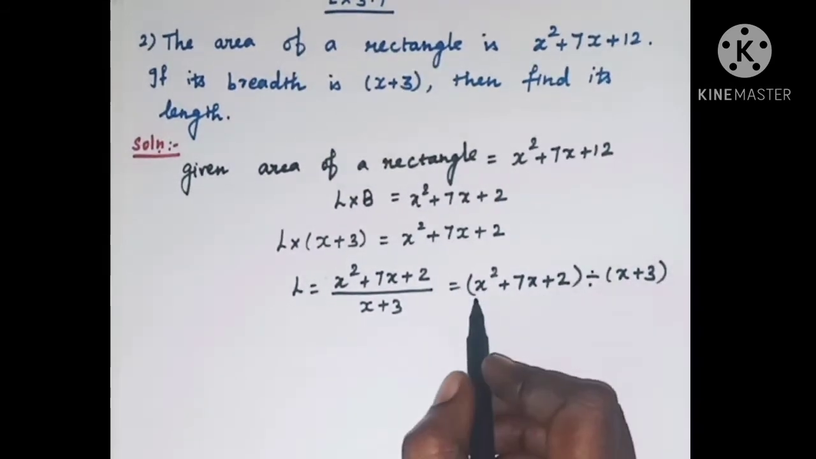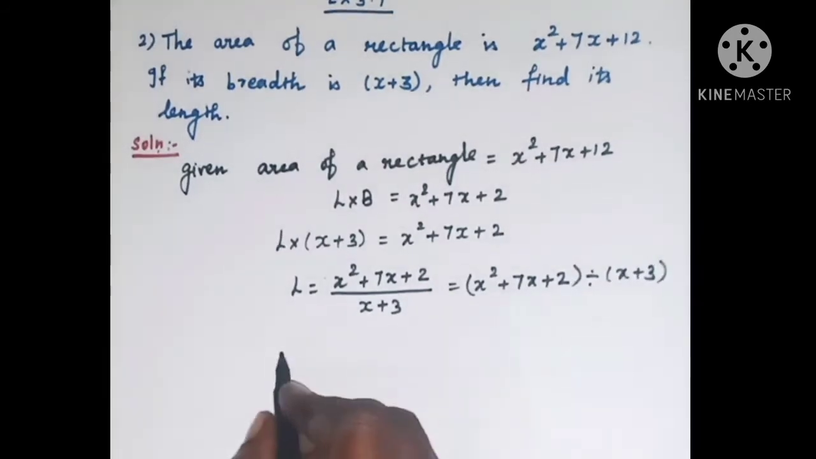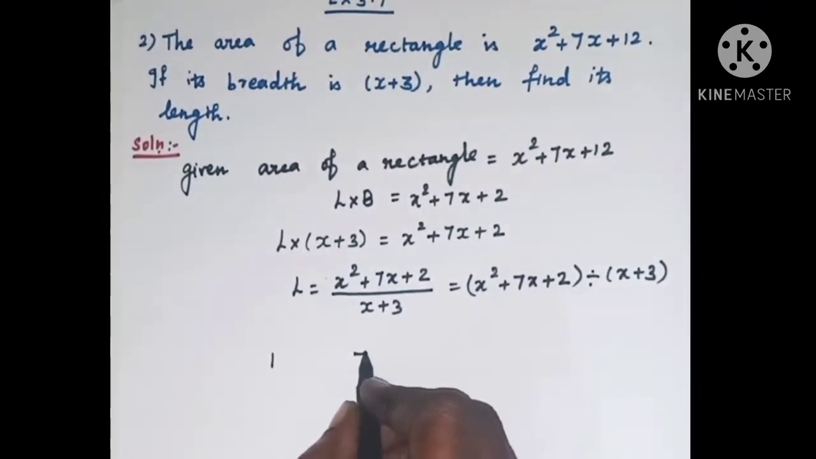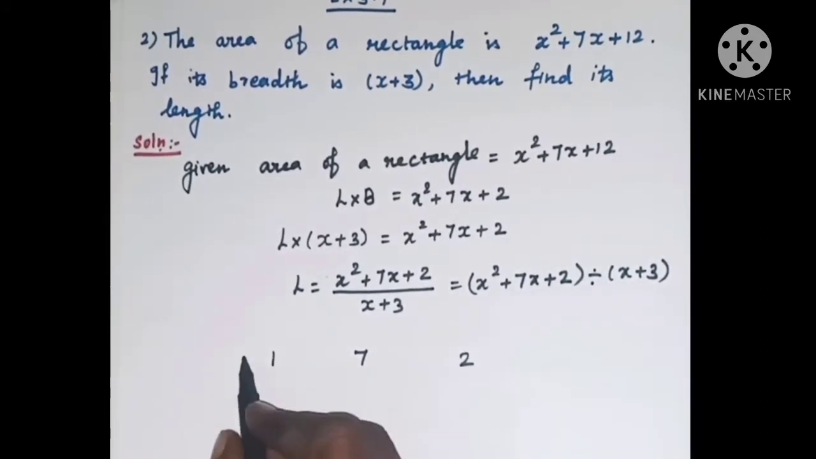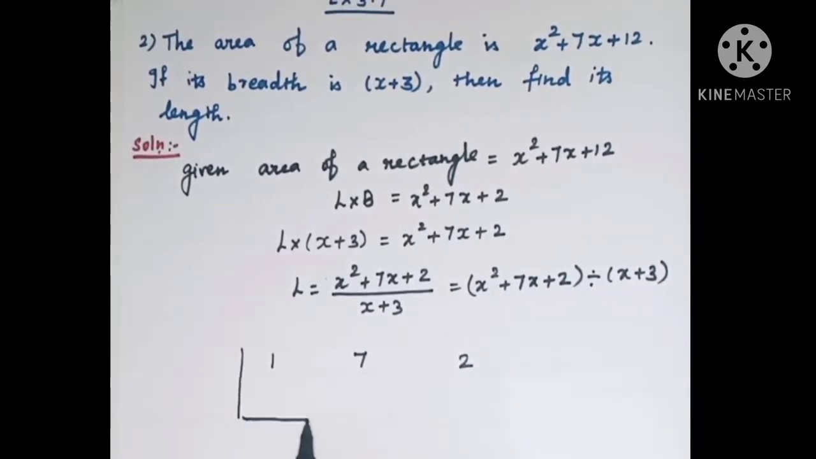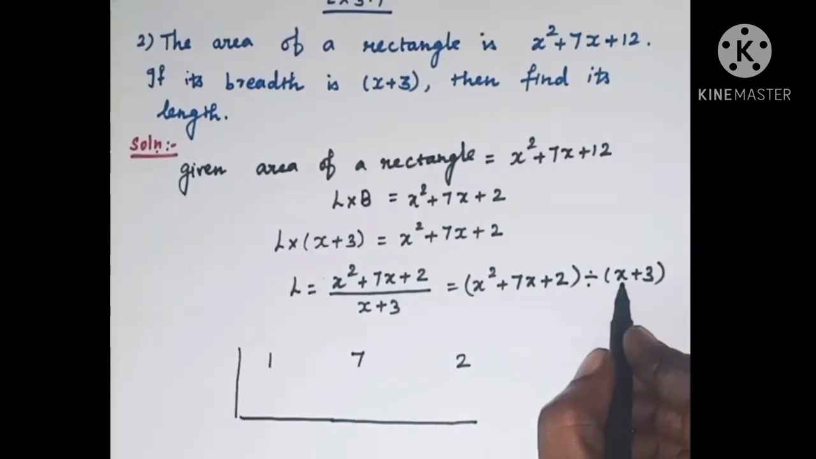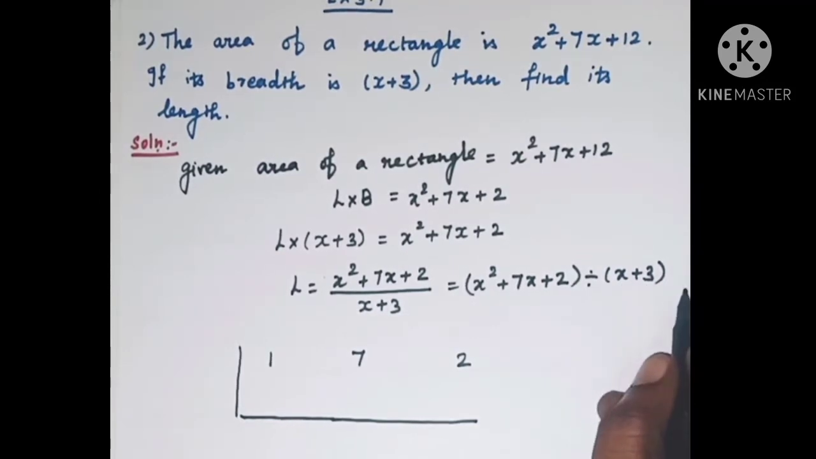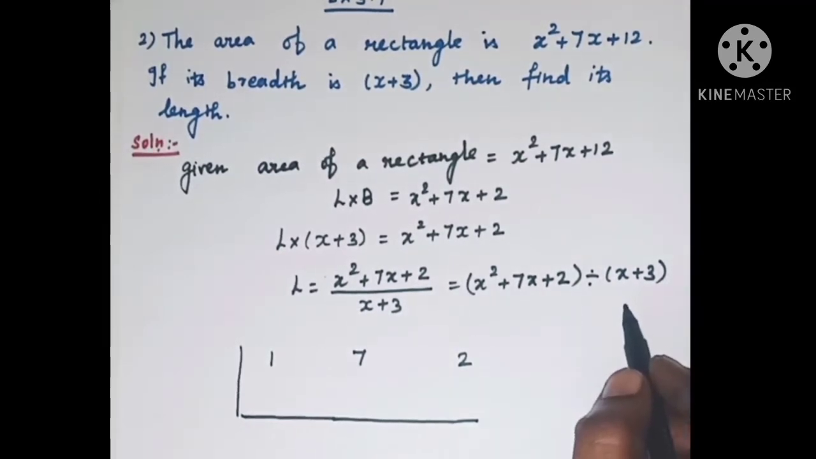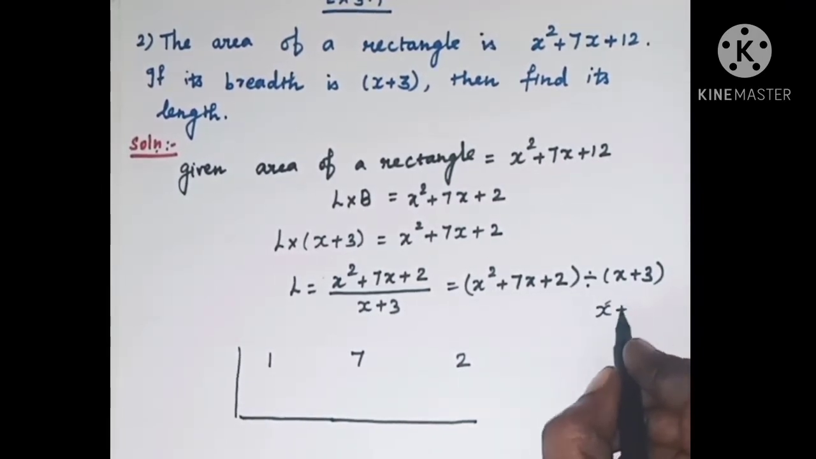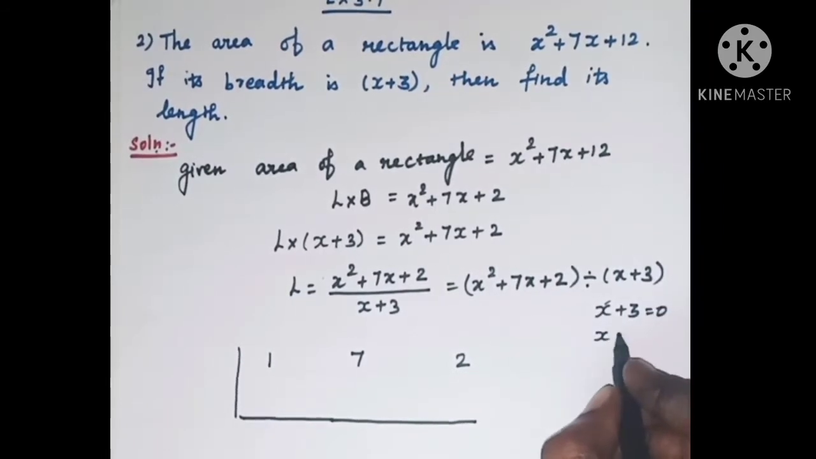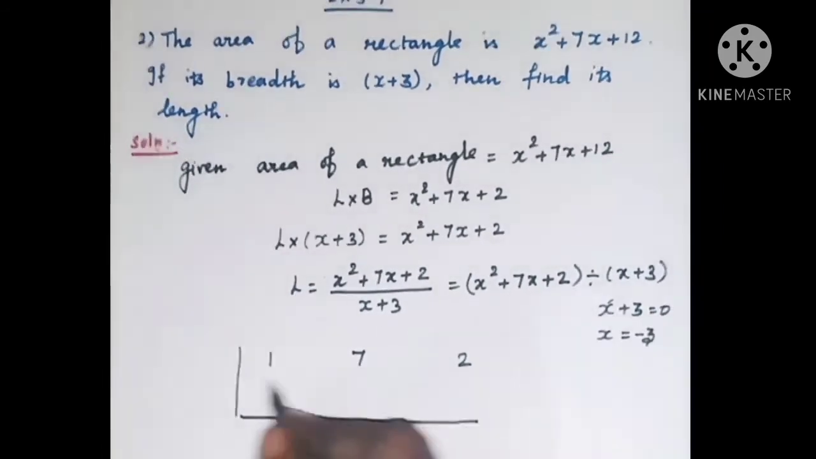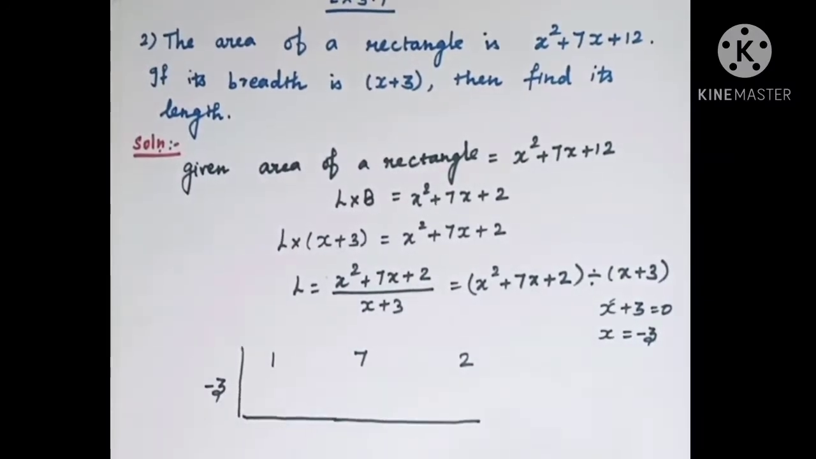Now coming to the synthetic division, here the coefficients are 1, 7 and 12. Using the synthetic division method, the divider is x plus 3. We equate this expression to 0: x plus 3 is equal to 0, so we get the value of x is equal to minus 3. So write minus 3 in this place.